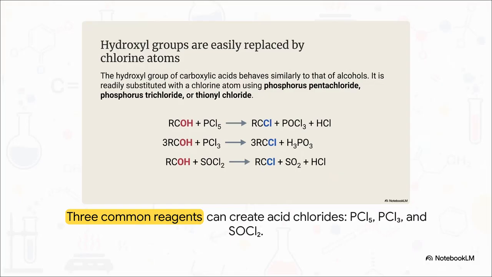So, if you're a chemist and you want to make an acid chloride, you've got a few options in your toolbox. The 3 most common reagents are phosphorus pentachloride, phosphorus trichloride, and thionyl chloride. Now, they all get the job done. They all swap that OH for a chlorine. But as you can see from the reactions, they leave behind different byproducts.